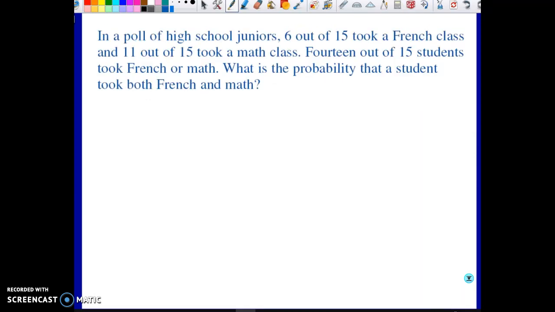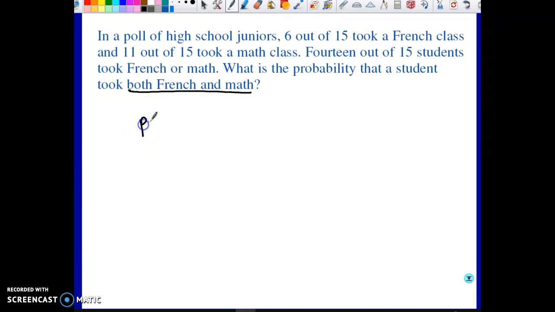In a poll of high school juniors, 6 out of 10 took a French class and 11 out of 15 took a math class. 14 out of the 15 students took French or math. What is the probability that a student took both French and math? So remember, is it possible for you to take both French and math at the same time? Well, it should be obvious, yes, because it says in the question that you can.